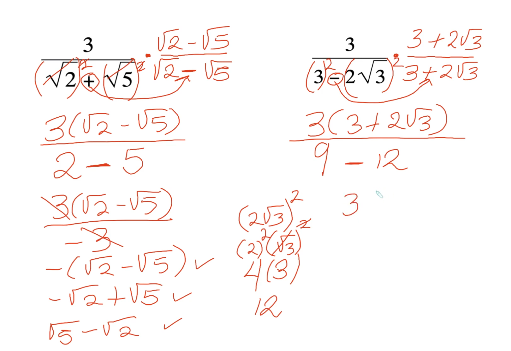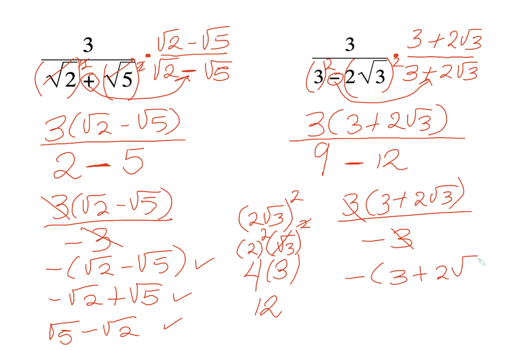This becomes 3 times 3 plus 2 square root 3 over negative 3. These two cancel each other out, leaving you with a negative. And you have 3 plus 2 square root 3. And if we distribute, negative 3 minus 2 square root 3.